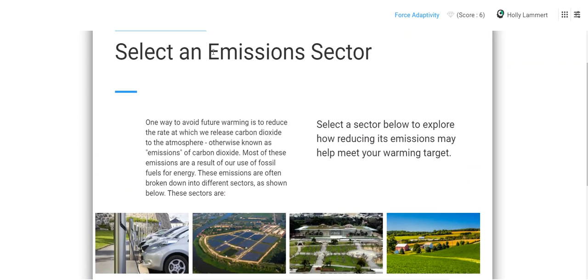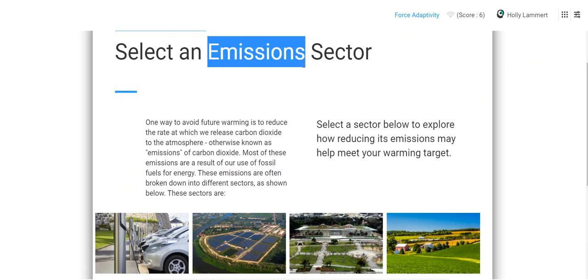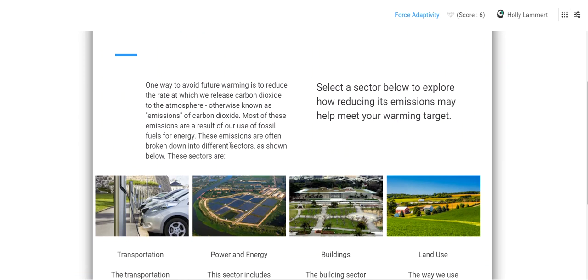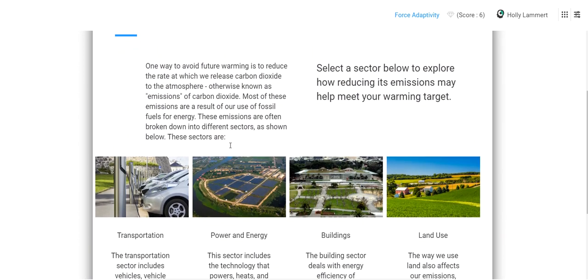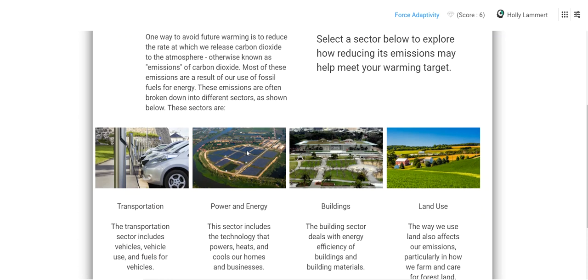Okay, so an emission sector is a group, think of a piece of the pie, that produces carbon dioxide. One way to avoid future warming is to reduce the rate at which we release carbon dioxide into the atmosphere, otherwise known as the emission of carbon dioxide. Most of these emissions are a result of our use of fossil fuels for energy. These emissions are often broken down into different sectors, as shown below.